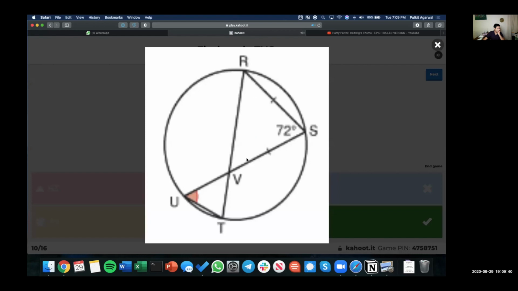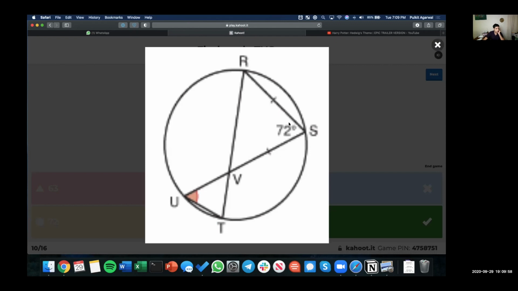Interesting, many people picked 72. So you guys drew the Z shape. Remember, the Z shape rule only works if this line and this line are parallel. In this case, we don't know if these two lines are parallel. Therefore, this Z shape does not work in this case, right? We have to try something else.